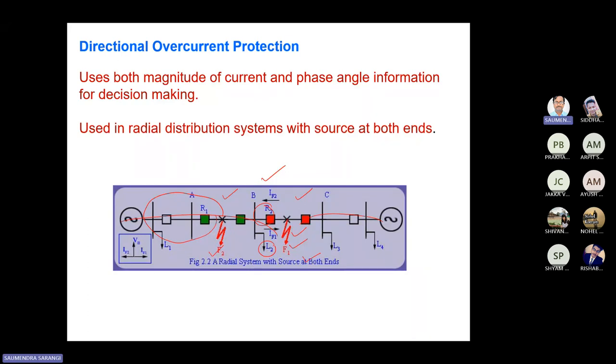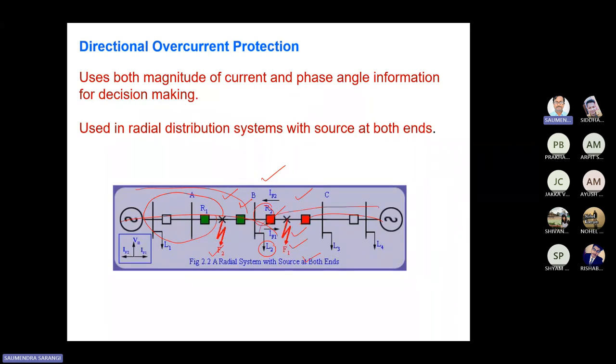Why do you require the directional overcurrent relay? If you get the direction of the fault, say at bus B, and relay R2 understands that the fault is at the F1 point, then this circuit breaker will operate. When this circuit breaker operates, we can supply electrical energy to bus B from this side. Now, if relay R2 understands that the fault is in this section, F2, then this circuit breaker will operate. If this circuit breaker operates, we can supply bus B from this side, right?